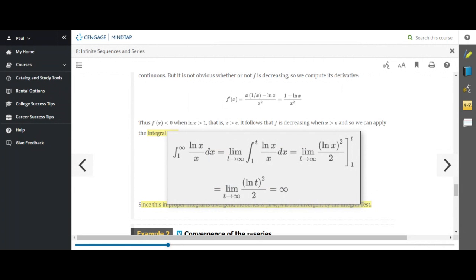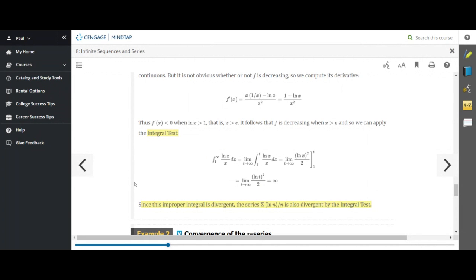You've done enough improper integrals. You know how to compute an improper integral, right? So the limit equals infinity, and therefore, since this improper integral diverges, this series also has to diverge by the integral test. Okay, so that's known as the integral test.